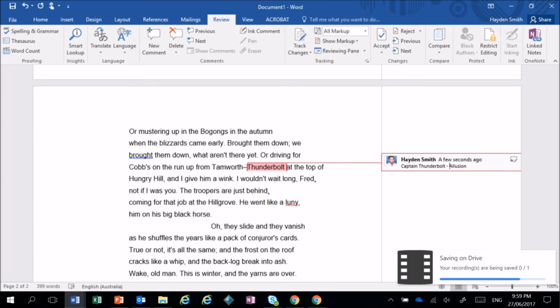So Thunderbolt at the top of the hungry hill, and I gave him a wink. I wouldn't wait long, Fred, not if I was you. The troopers are just behind, coming for that job on Hillgrove.